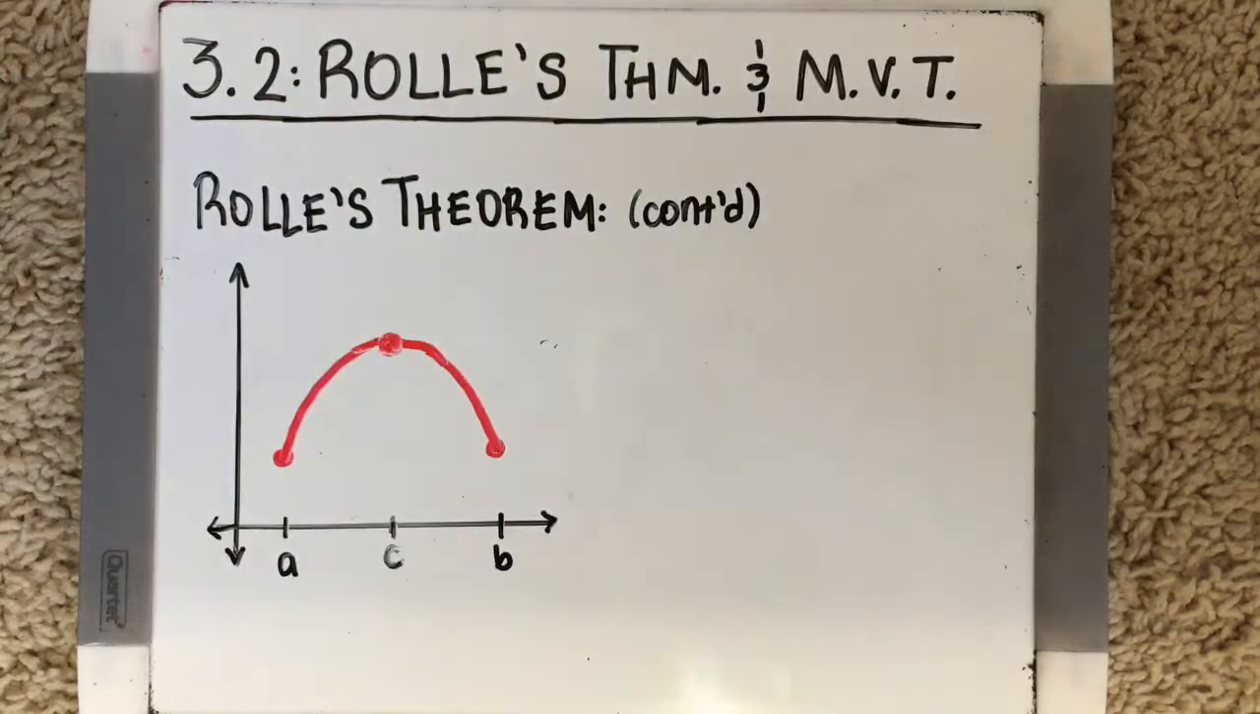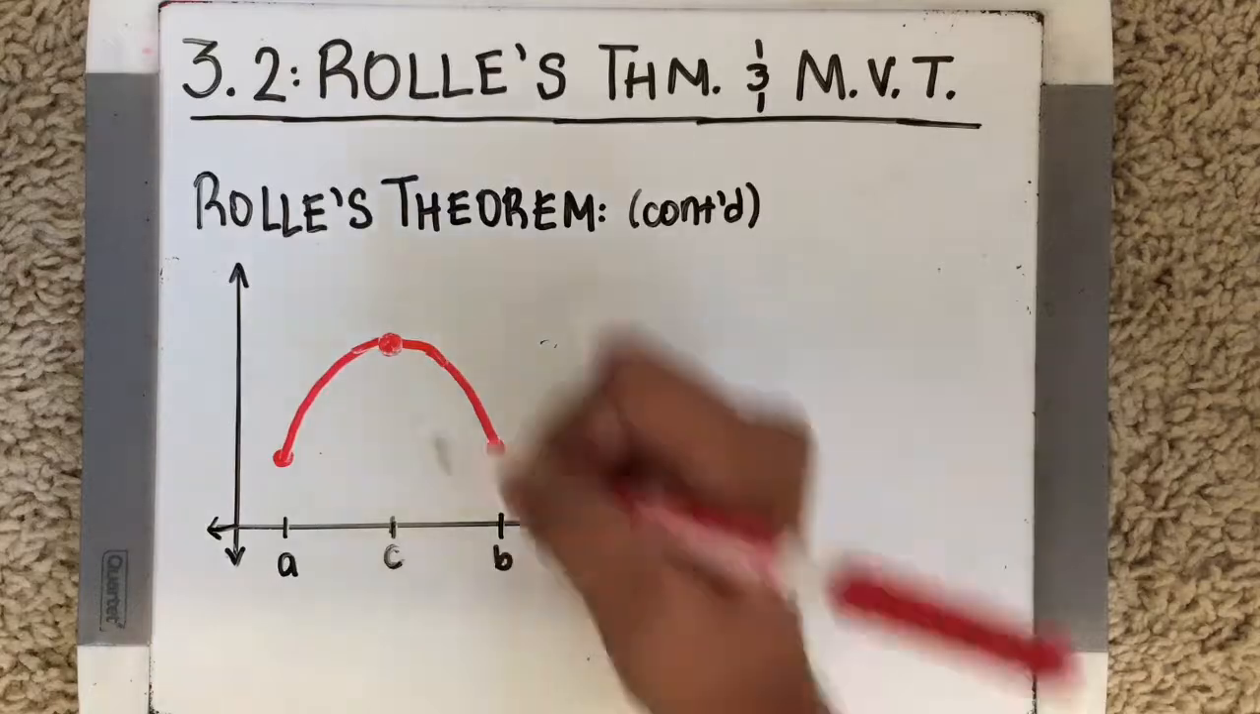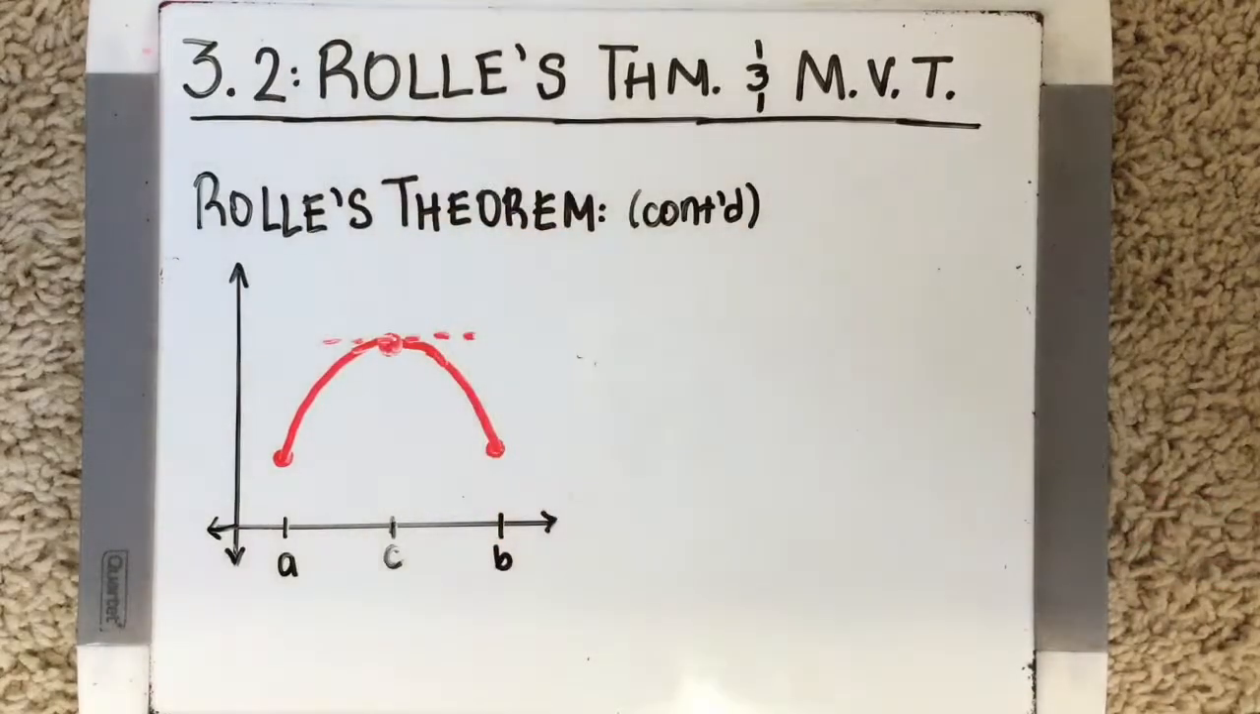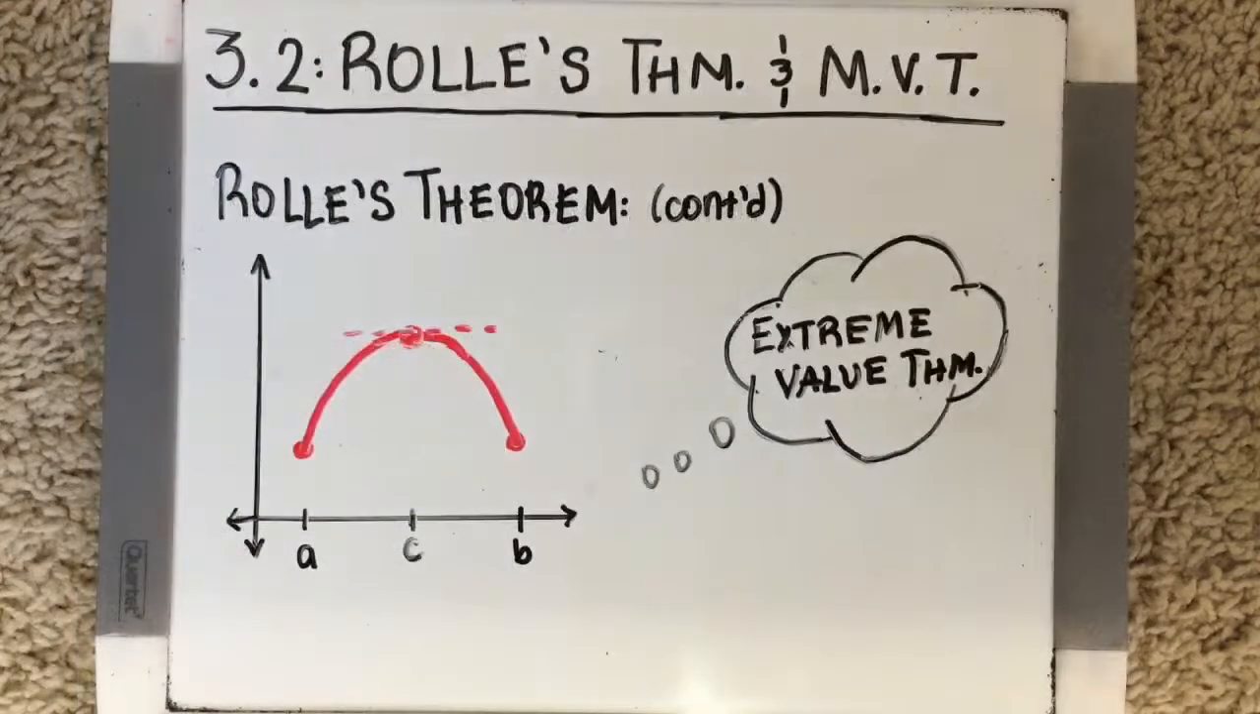Let's look at this on a graph. If this is the function f and f of a equals f of b, we can see that at some point the slope of the graph must equal 0 at some maximum or minimum. This connects back to the extreme value theorem, which states that there must be some maximum or minimum on a continuous interval of a graph. Let's try some practice problems using this theorem.